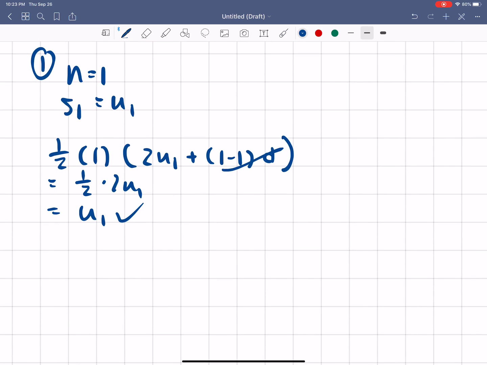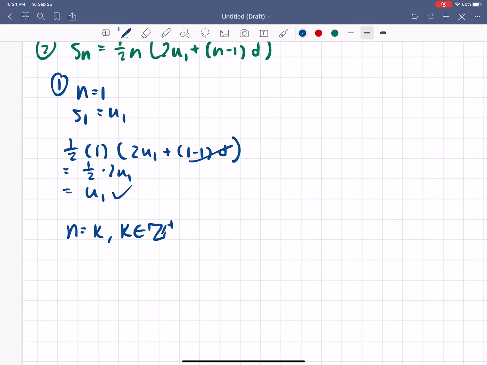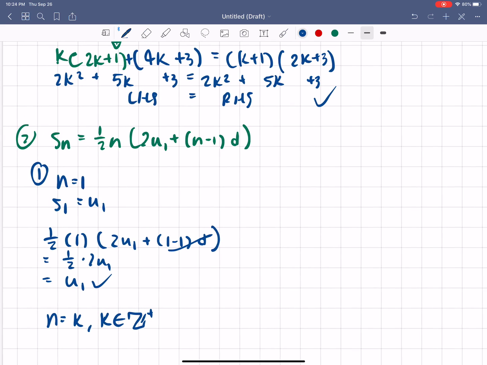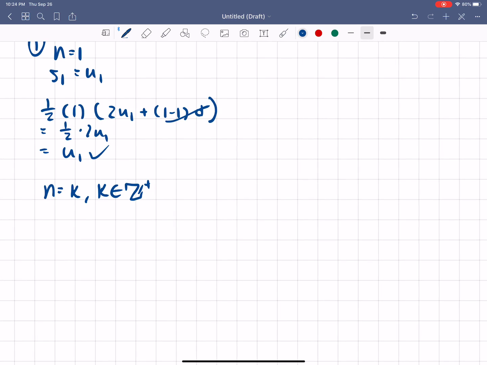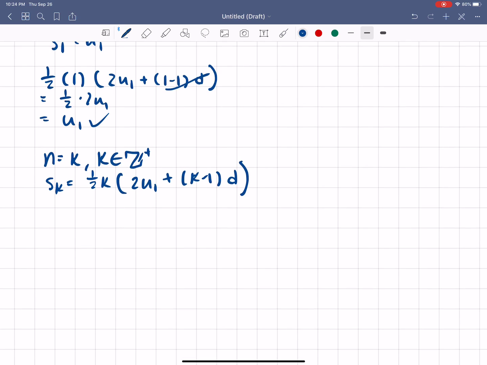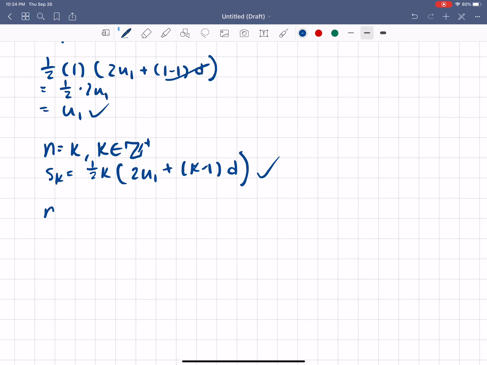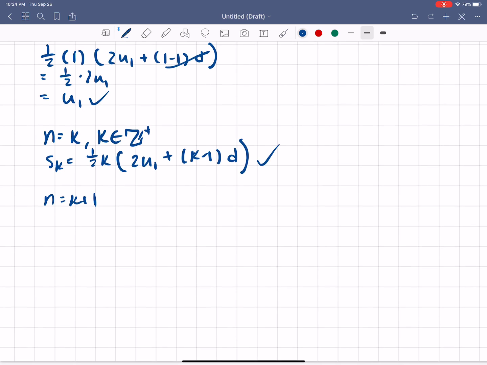The next assumption we make is that n equals k for k belonging to the set of all positive integers. So let's do that. We essentially substitute n for k. So S of k equals 1/2 k times 2u1 plus k minus 1 d. After doing this assumption, we say that n equals k plus 1 and prove this to be true.